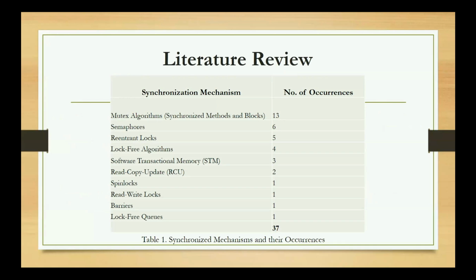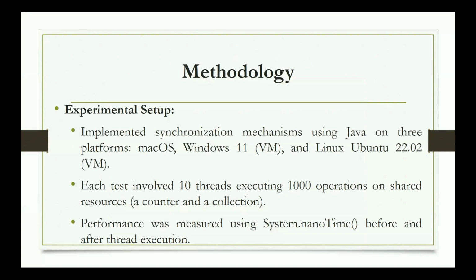This table shows the findings from our literature review, and we can see that the mutex lock algorithms, that's synchronized methods and blocks, are the most popular, followed by semaphores, reentrant locks, and the rest. So we chose to analyze the first four: synchronized methods, synchronized blocks, semaphores, and reentrant locks. Okay, so for our methodology, I'm going to hand it over to my colleague, Temitope, to take it up from there.